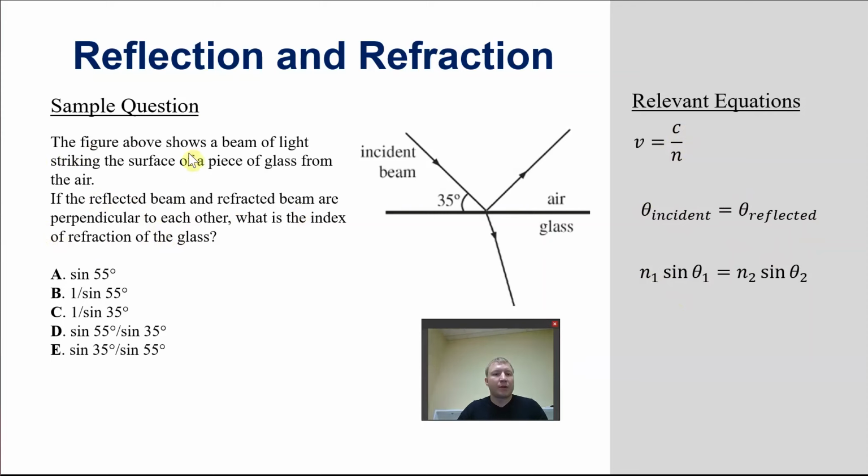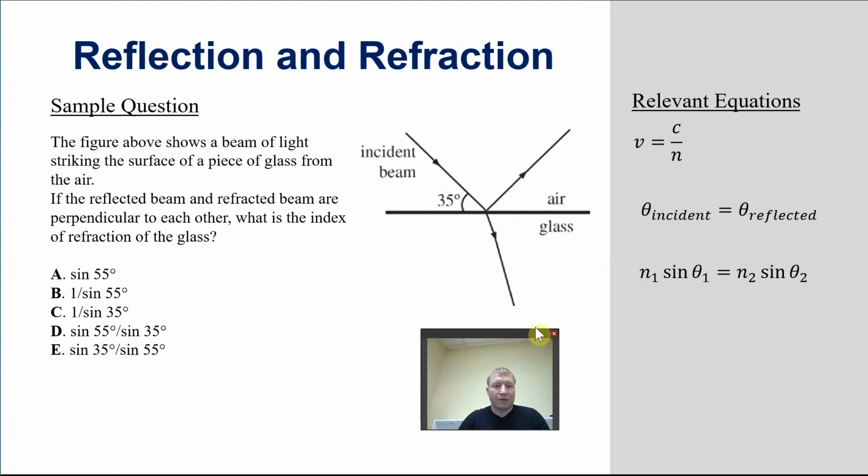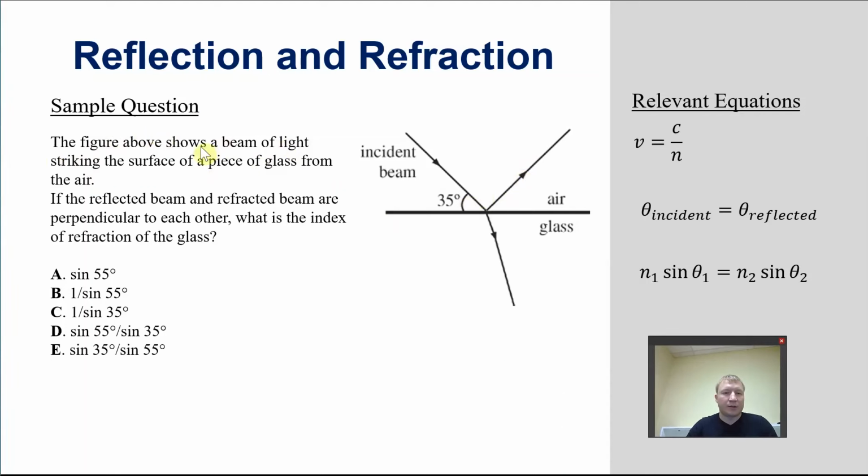Okay, so the question gives us this figure. And it says the light striking the surface of a piece of glass from the air and the refracted beam are perpendicular to each other. What is the index of refraction of the glass? So first of all, if these two are perpendicular, well, we know of course from the law of reflection that this must be 35 as well, and if the whole thing here is 90, then this angle here is 55.